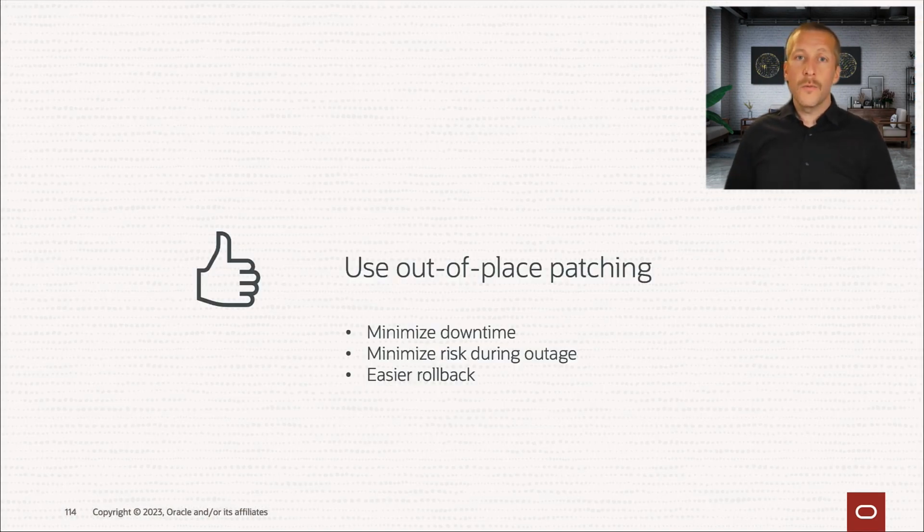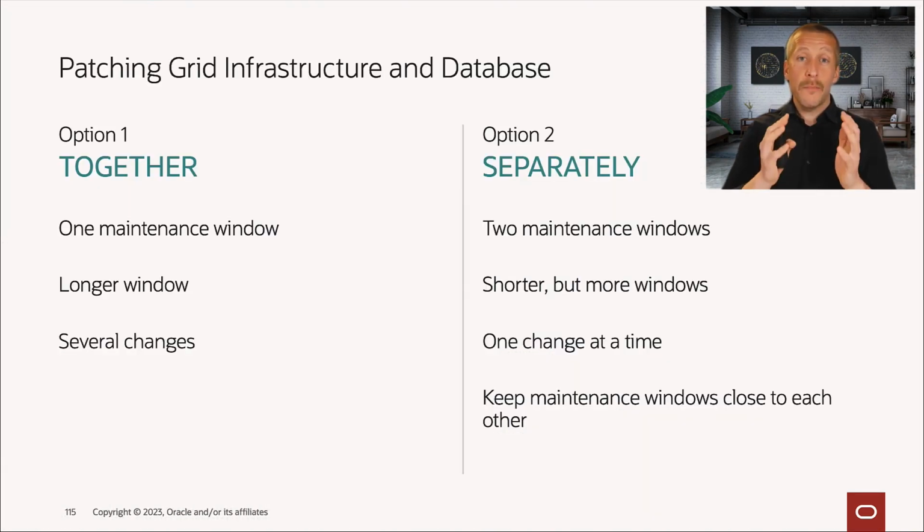Like with the database, we strongly recommend that you use out-of-place patching. When you use out-of-place patching, it minimizes the downtime you need to apply patches to the GI. It also minimizes the risk because there's less things to do in your maintenance window. And in case you need to roll back to the previous patch level, that is also a lot easier when you use out-of-place patching. Now, it's not only about patching grid infrastructure, it's also about patching the database.